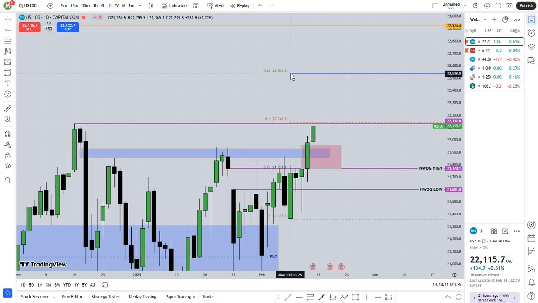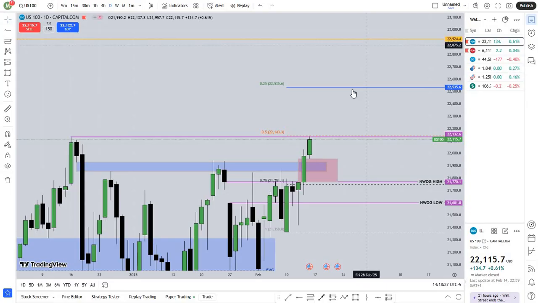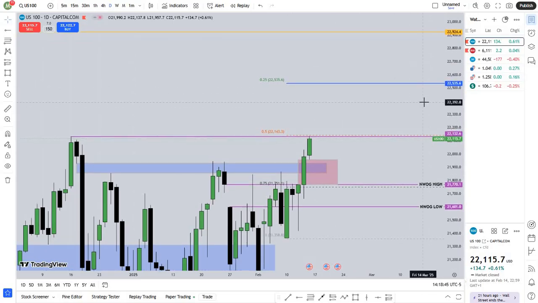I'm looking at 22,535.6 as a possible draw. When we trade into this inefficiency right here, I'm expecting price to push towards this, and this would be the first take profit, and then this would be the last one. We can also split this into four, but no need for that. Let me just call this price level at 22,535.6. That's the target we're looking for, possibly for next week.